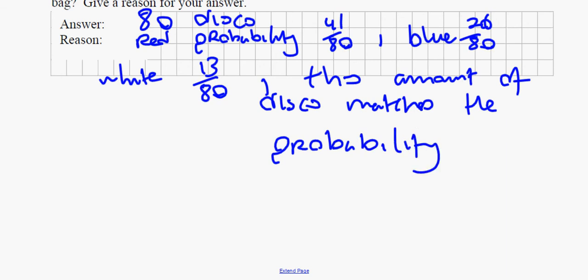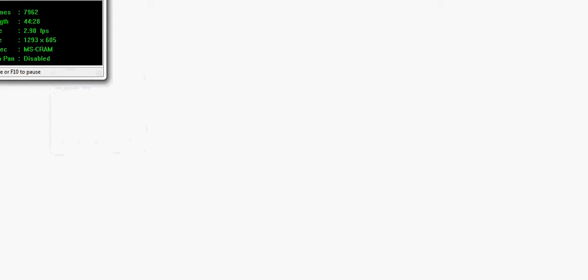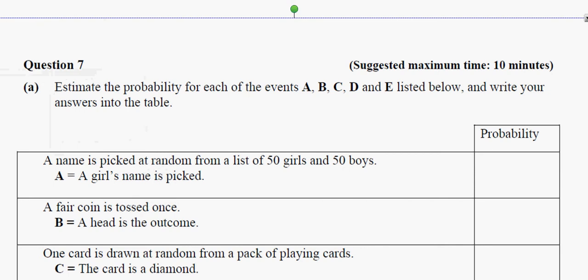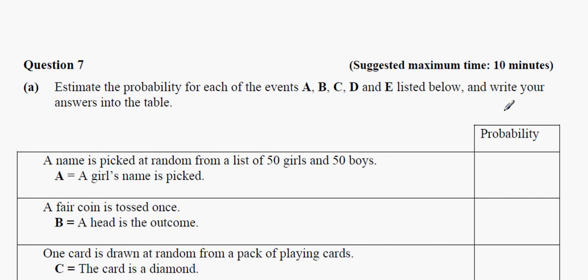Okay, so estimate the probability of each of the events A, B, C, and D listed below. Write your answers in the table. Okay, a name is picked at random from 50 girls and 50 boys. The girl's name is picked, right? So it's going to be 50 over 100, which is a probability of a half. A fair coin is tossed once. Head is the outcome. Once again, there's two outcomes, heads or tails. It's also going to be a half.